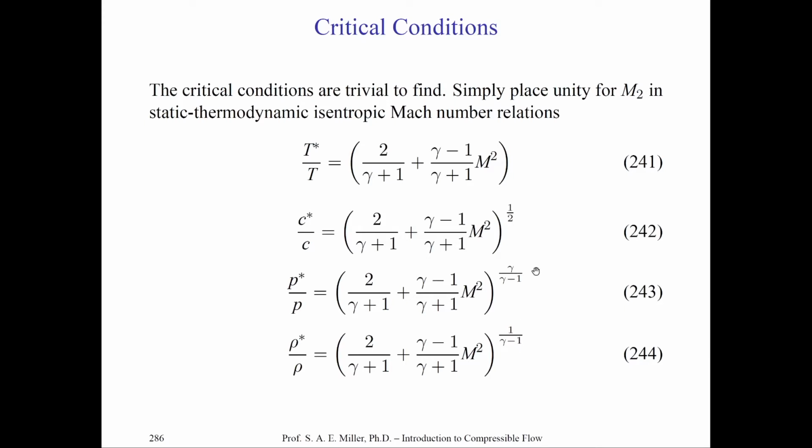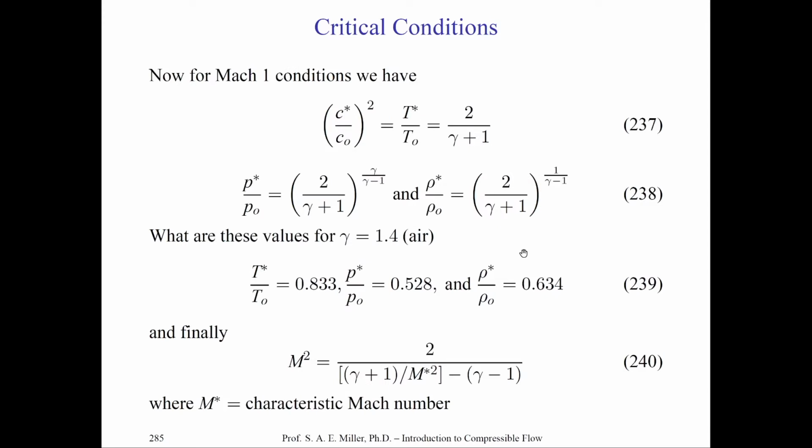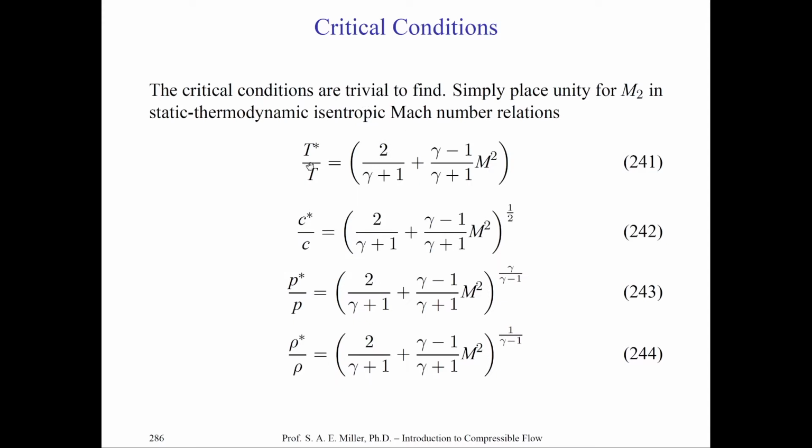Gamma over gamma minus 1 for pressures, 1 over gamma minus 1 for densities, and 1/2 power for C star over C. You can see that same half power is inverted in 237 for C naught over C star. Wonderful. So we develop simple critical conditions with respect to Mach number between temperature and M, C and M, P and M, and rho and M for some particular fluid parcel on a streamline with respect to the critical condition where M equals 1 for rho star, P star, C star, T star.